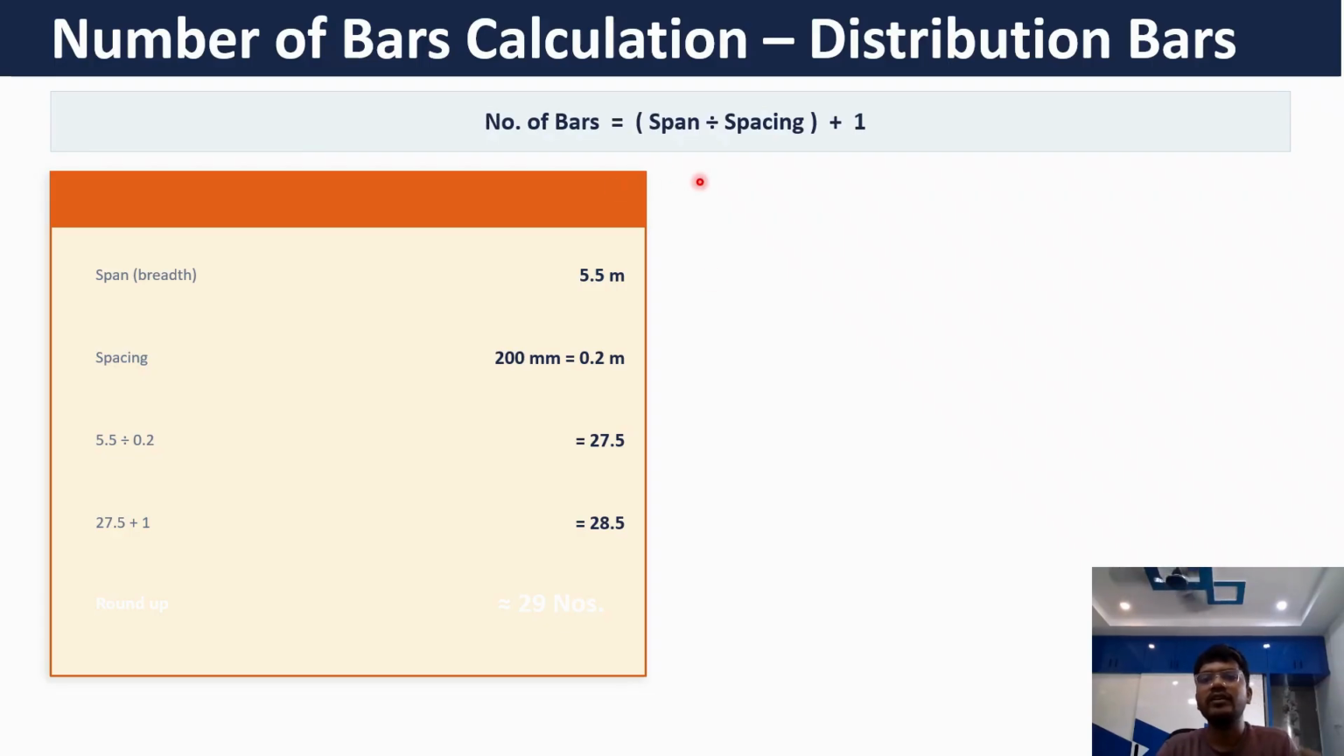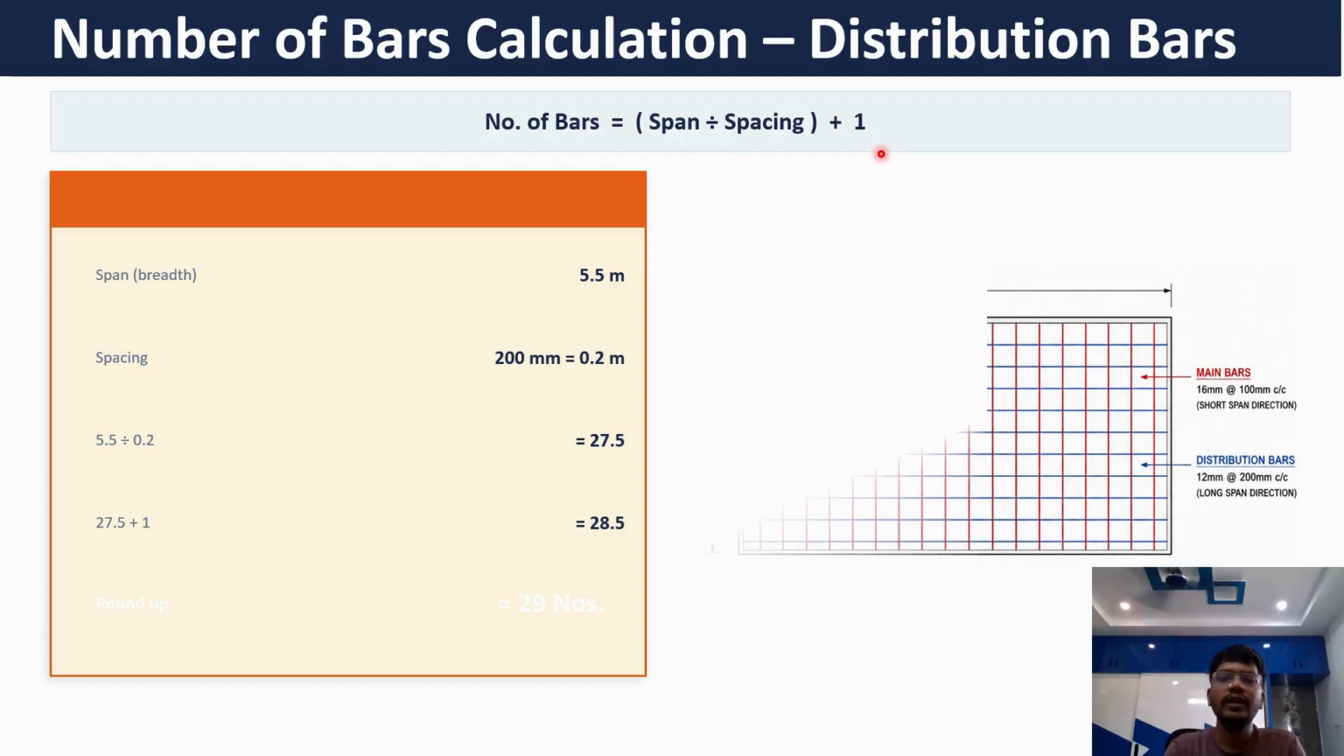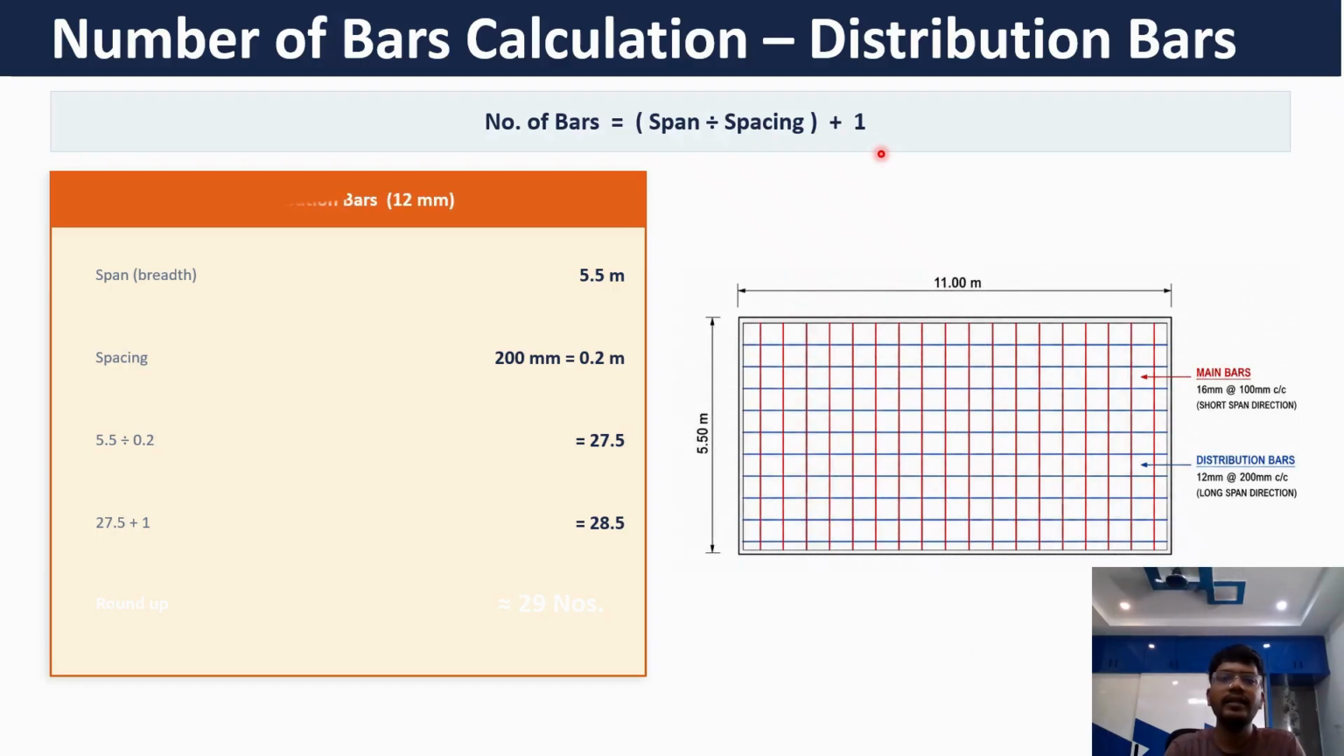Same formula for calculating distribution bars. Number of bars equals span by spacing plus 1. So here the span or breadth is 5.5 meters and the spacing between two distribution bars is 200 mm, which is 0.2 meters. So divide 5.5 meters by 0.2 meters, then you will get the value of 27.5.